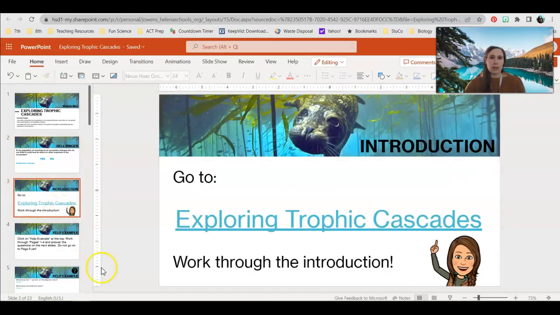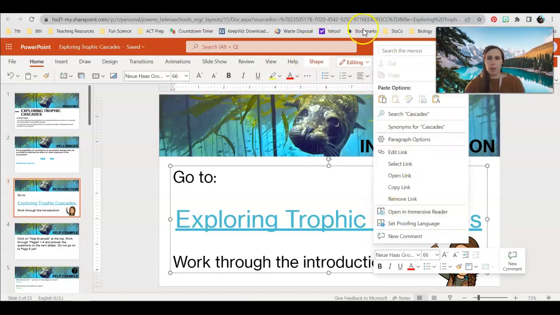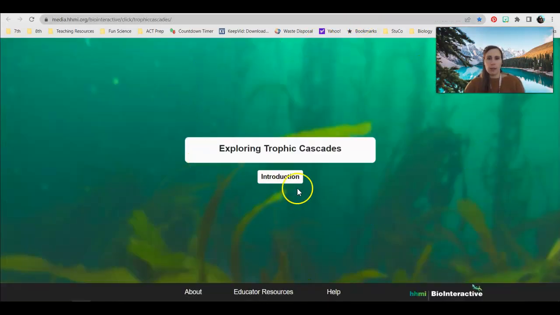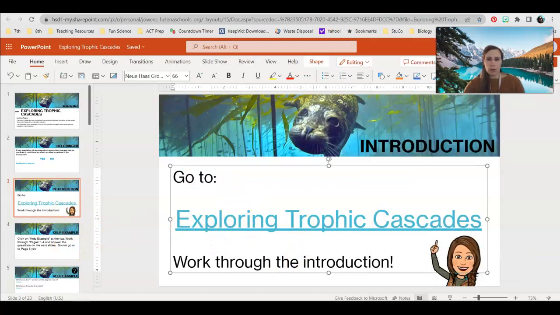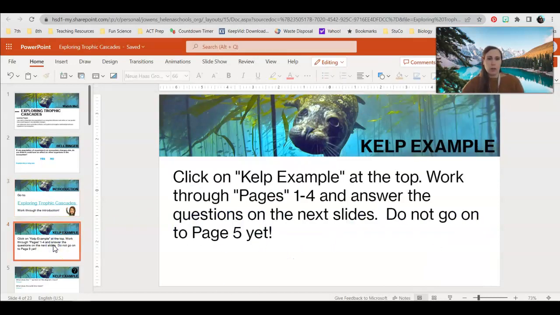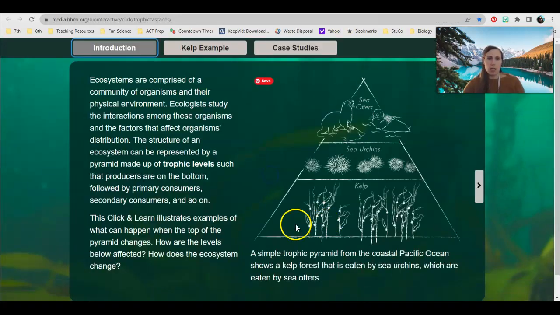All right, on slide 3, you guys have the link of the website we're using today. So go ahead, right-click that and open it up. And you guys are going to see a website that looks like this. So the very first thing we're going to do is work through our introduction. So let's go ahead and do that together. So we're going to click Introduction.